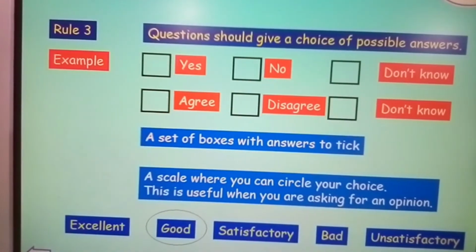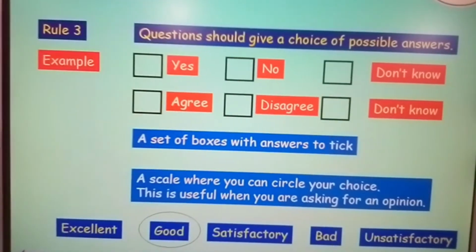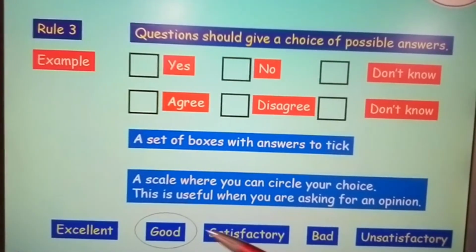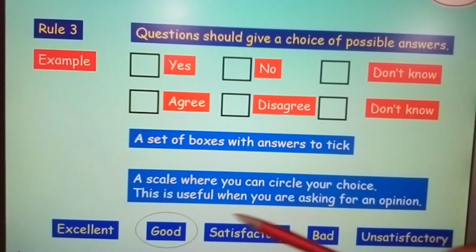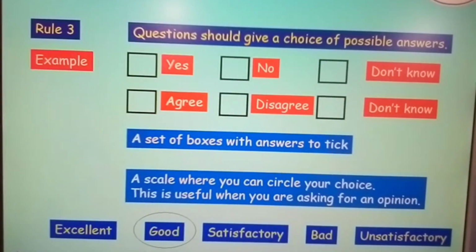A scale where you can circle your choice. This is useful when you are asking for an opinion, okay? So here you can see that we're using a circle in respect of asking a person's opinion.